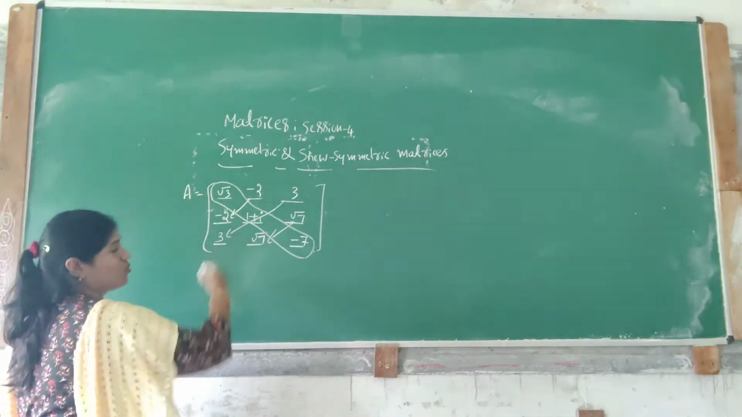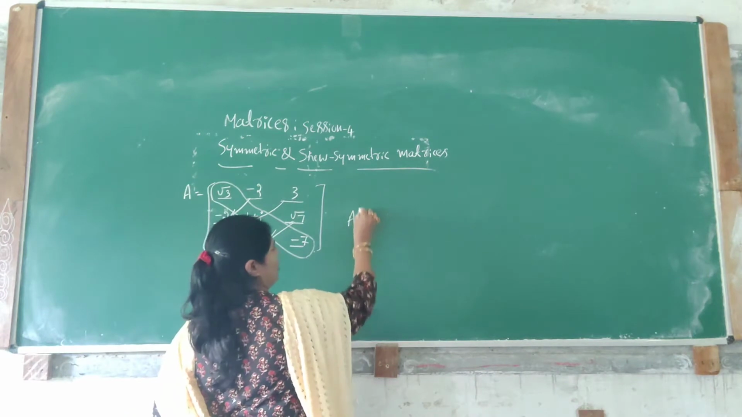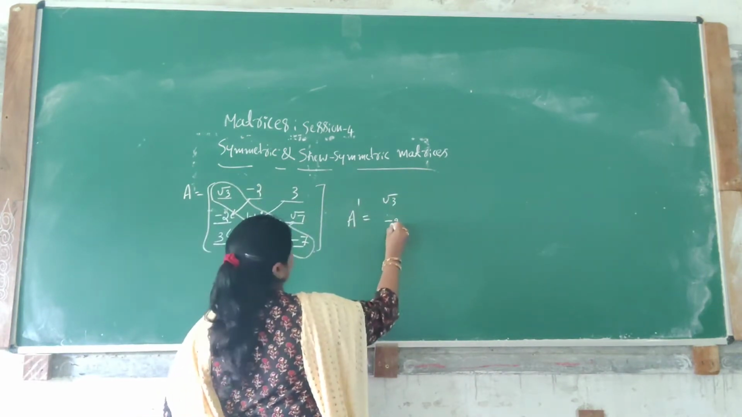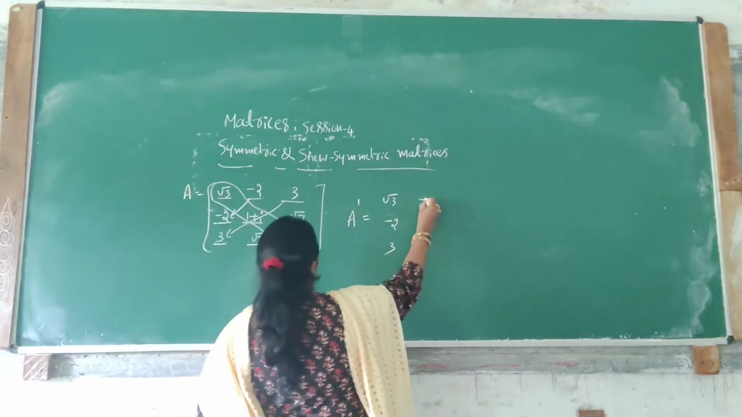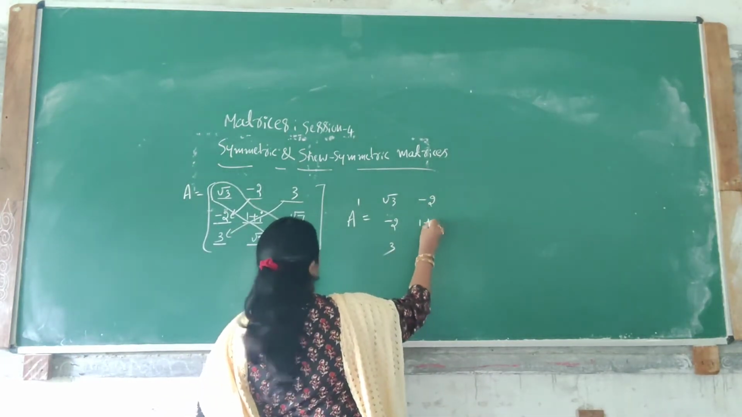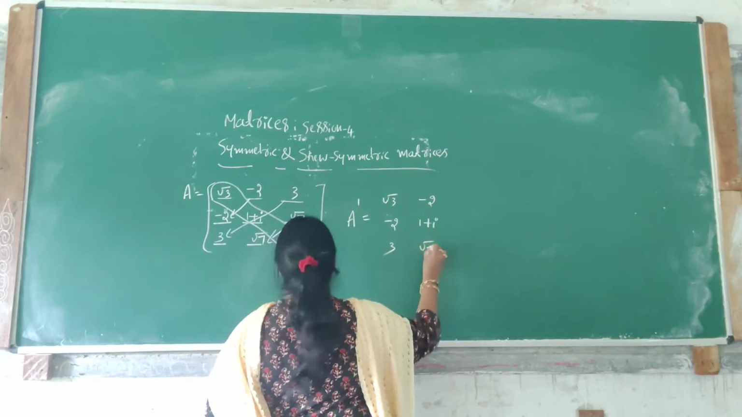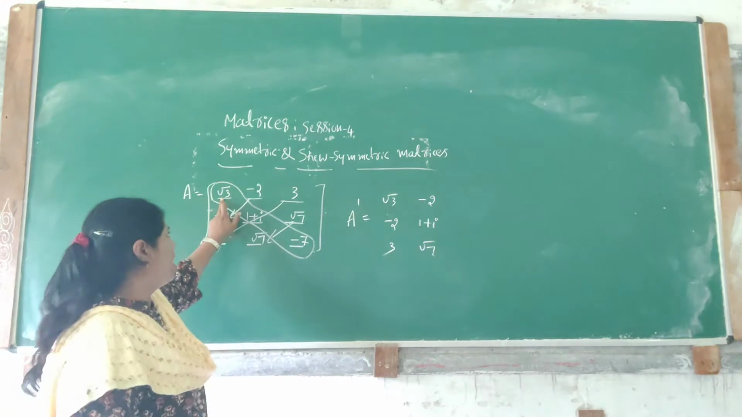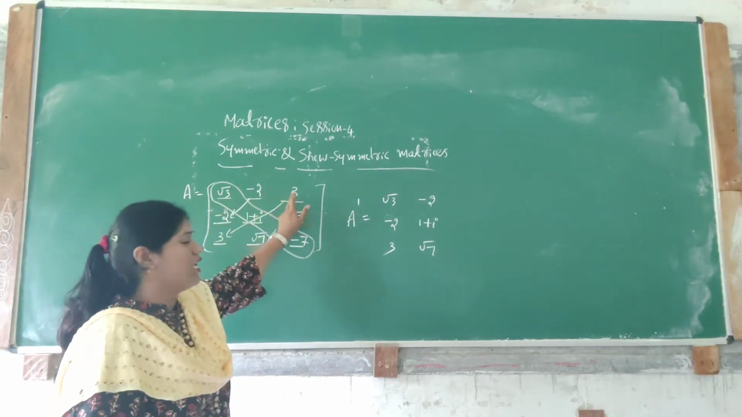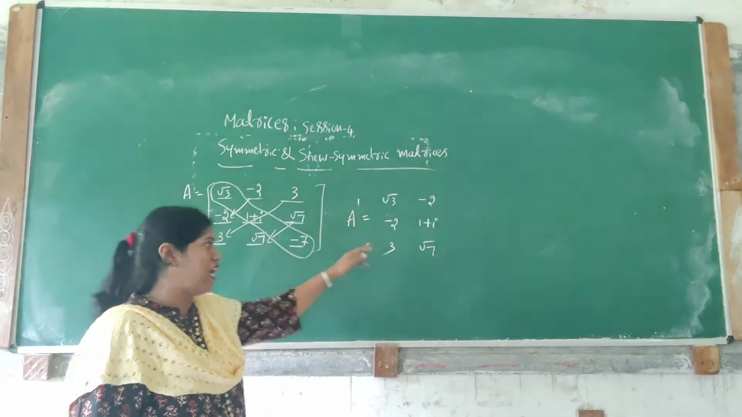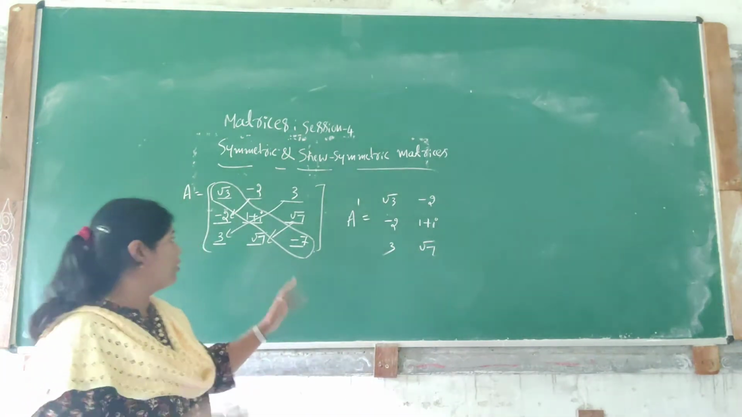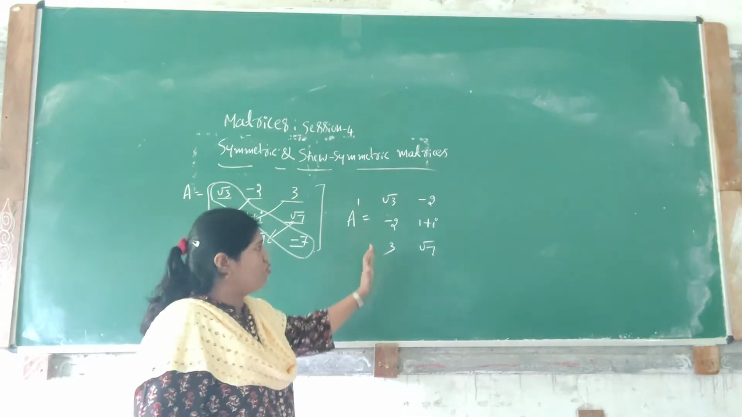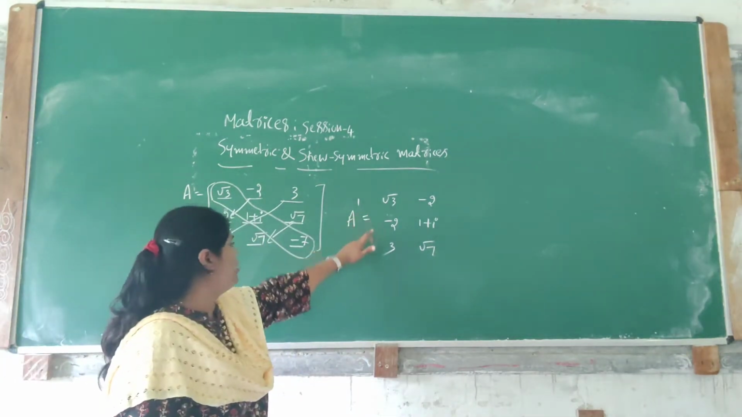So, what is the transpose of the matrix? A transpose or A dash is equal to root 3, minus 2, 3. Next, minus 2, 1 plus i, root 7. See, root 3, minus 2, 3 is in the first horizontal line. We have to write it column-wise. So root 3, minus 2, 3 becomes a column, a vertical line.